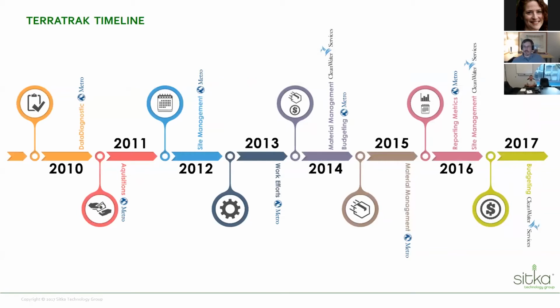TerraTrak began in 2010 when Metro hired Sitka to conduct a data diagnostic on their natural areas program data. They prioritized getting their arms around the acquisition data, which was sitting in a bunch of file cabinets and across multiple Access databases. In 2011, we rolled that module out. And then in 2012, they rolled out the site management module. In 2013, they started tracking detailed work efforts and on-the-ground work and working with their contractors.